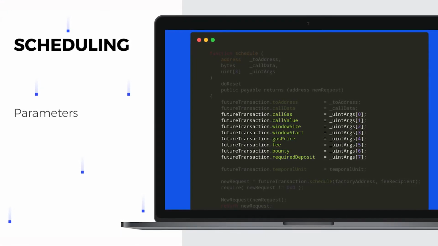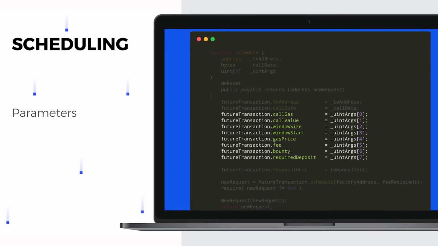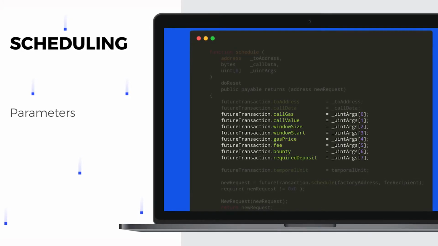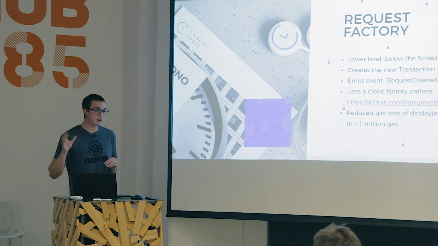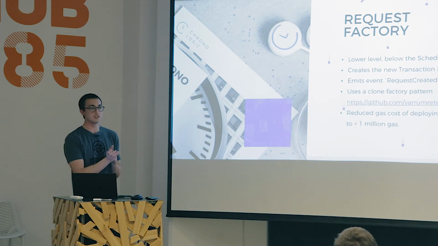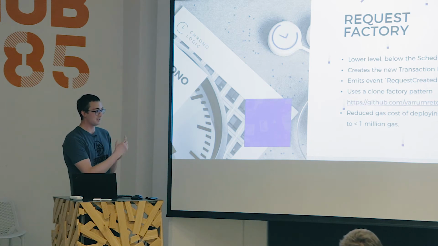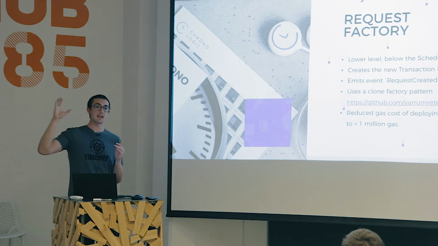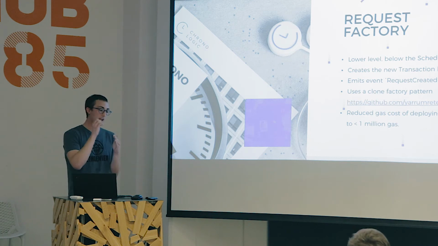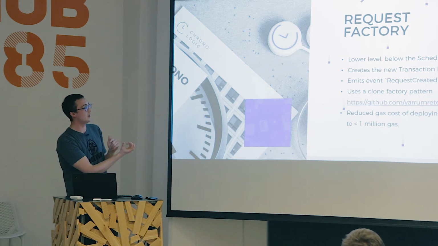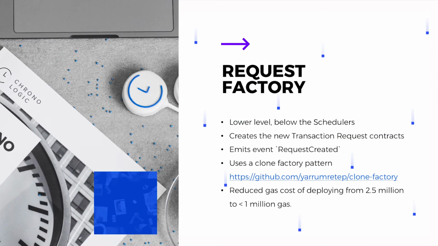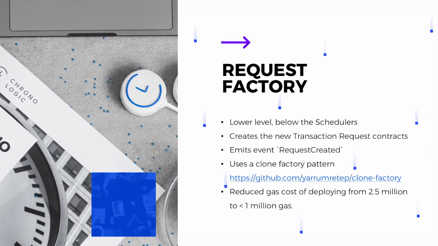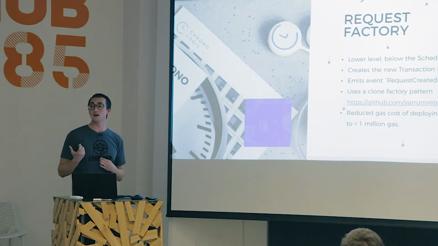About the request factory, so this is just the lower level to the scheduler. It's just what actually is deploying contracts. The really cool thing about the request factory is that the contracts that it produces are just these small pieces of bytecode that essentially take every call into it and delegate call that into another contract, and that's called the clone factory pattern. It's a really great way to save on gas costs if you're deploying a lot of similar smart contracts.